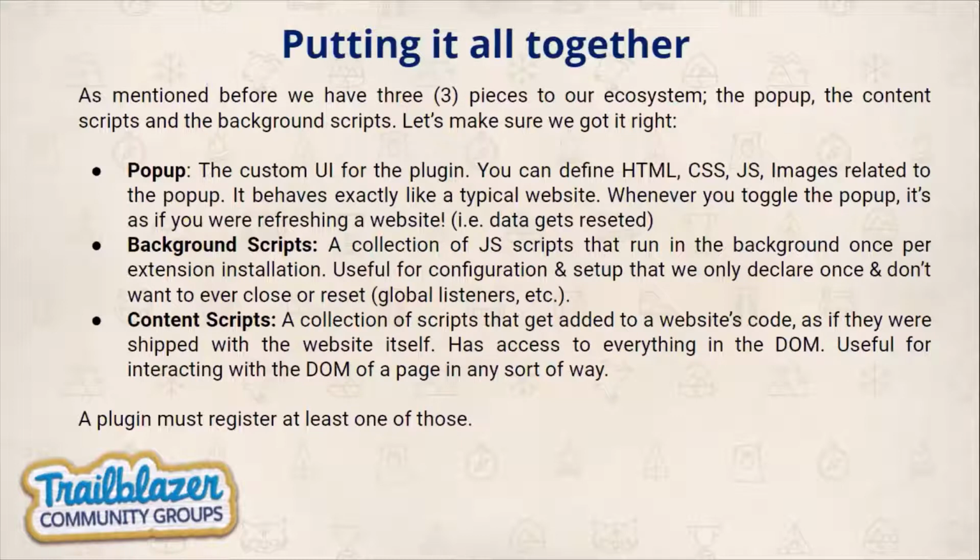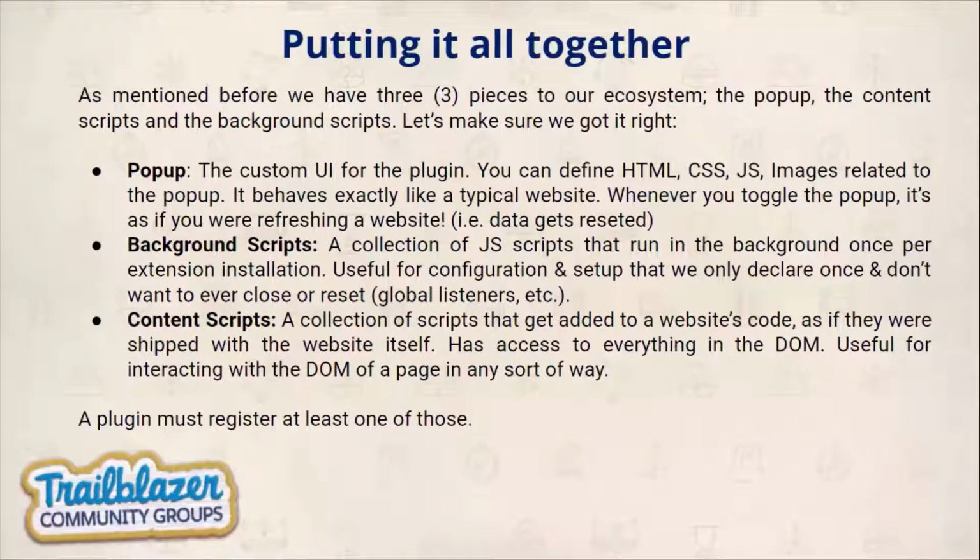And background JS is a collection of JavaScript that runs in the background once per extension install, and is useful for configurations, like a global listener. And the third one is the content script, a collection of scripts that get into your website's code. You can easily modify any website.